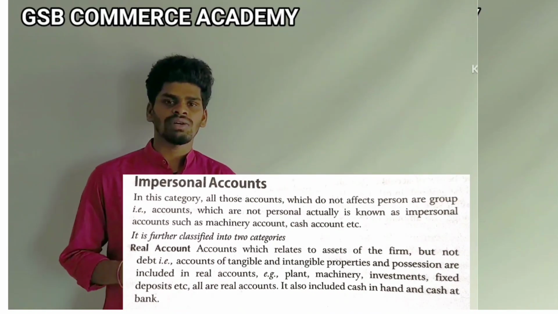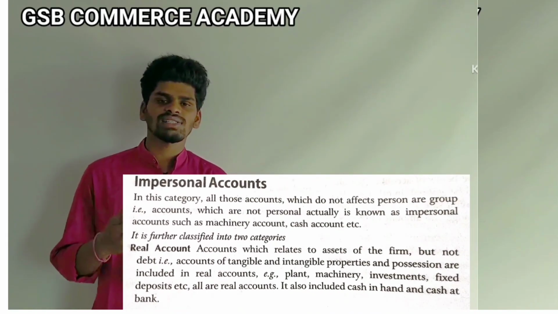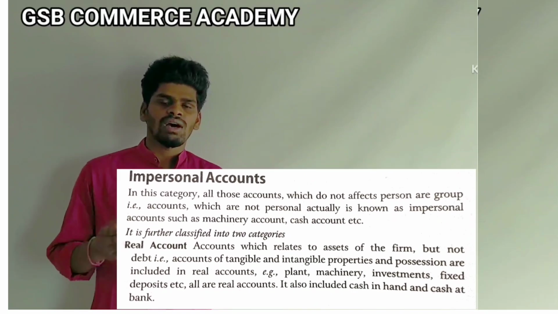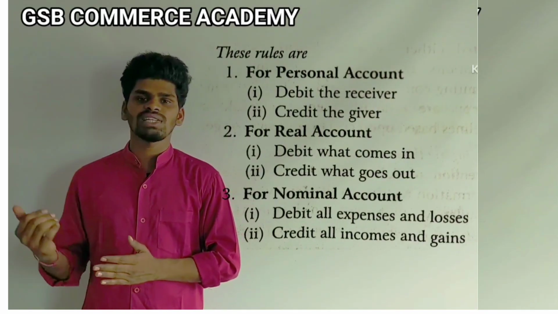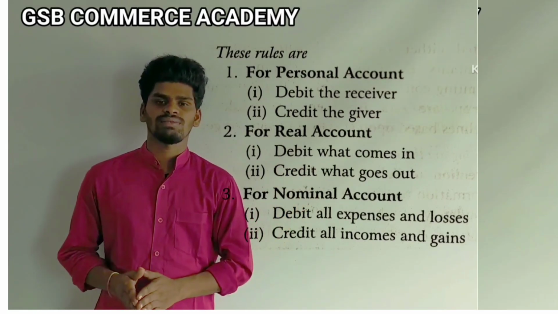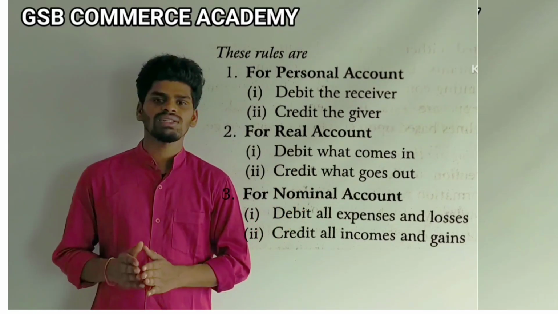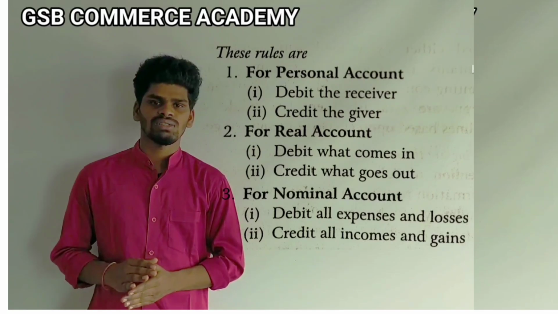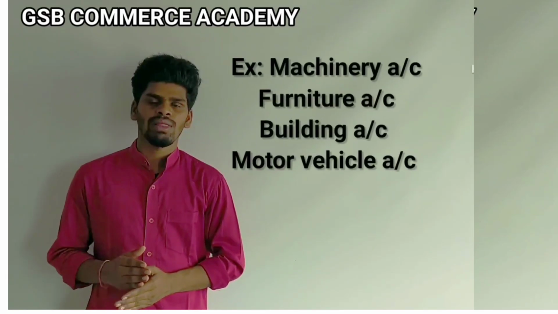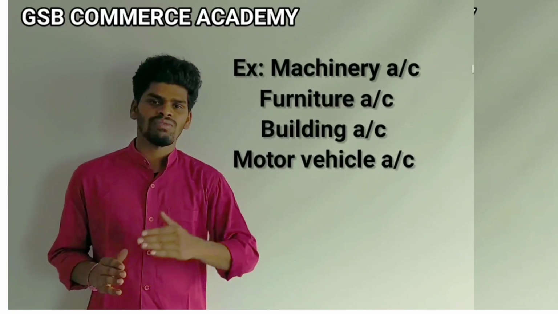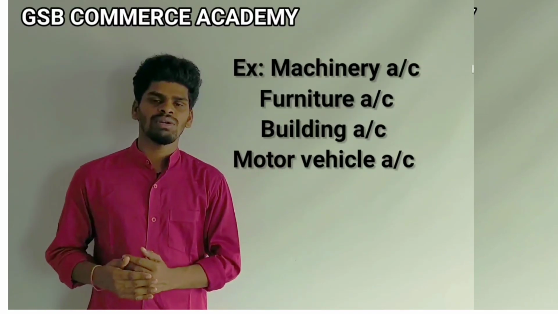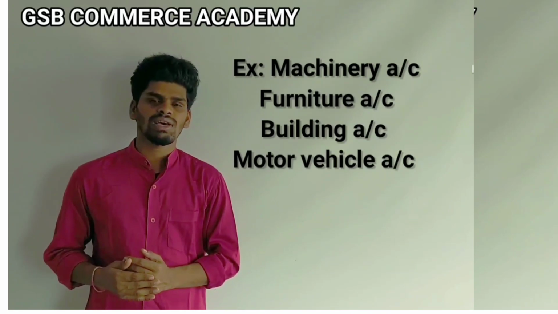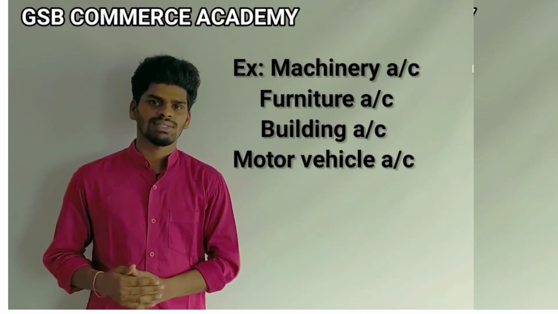And the real account deals with all the assets of the business. So what is the rule of the real account? The real account rule is: what comes in, debit; what goes out, credit. That is the rule of the real account. For example, machinery account, furniture account, building account, motor vehicle account. These are all examples of real accounts.